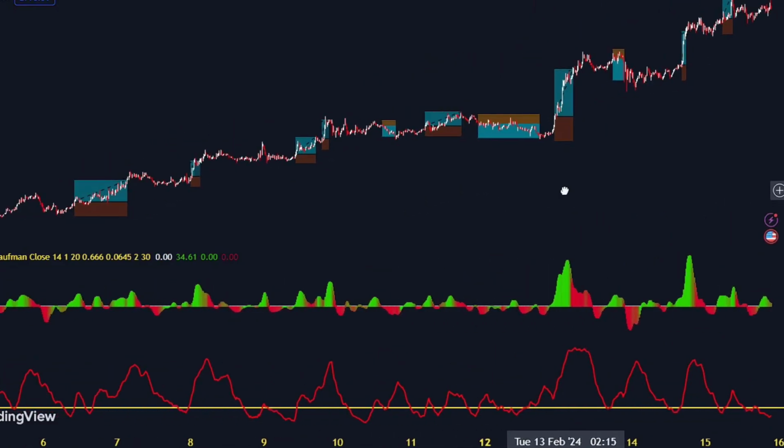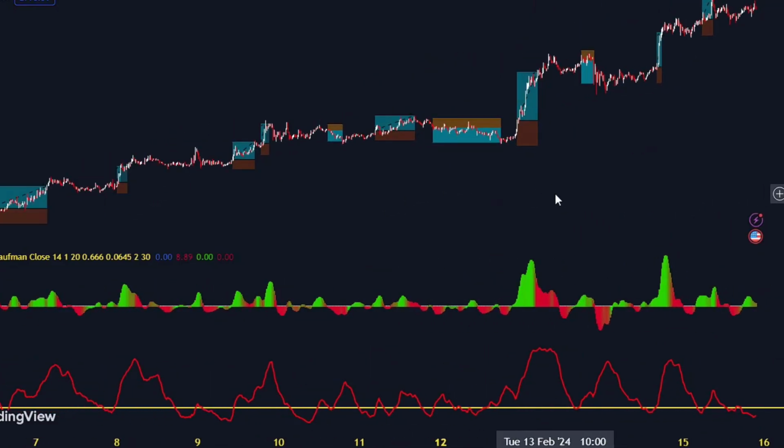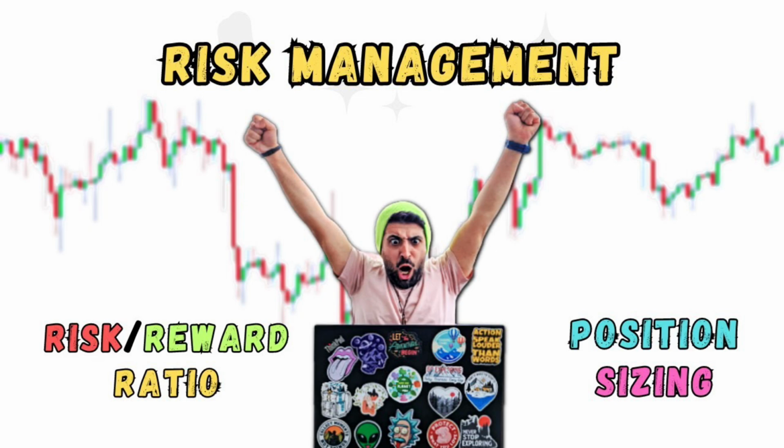Got to keep it real here. Even though this strategy is pretty solid, it's not foolproof. You might encounter some false signals along the way. That's where proper risk management comes in. Seriously, it's crucial. Got a whole guide on this matter linked in the description below.